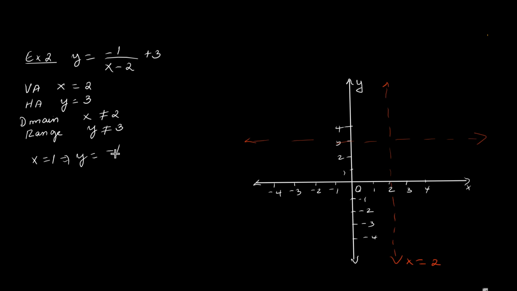Y equals negative 1 over 1 minus 2 plus 3. That is negative 1 over negative 1 plus 3. That is 1 plus 3. That equals 4. The point is 1, 4.